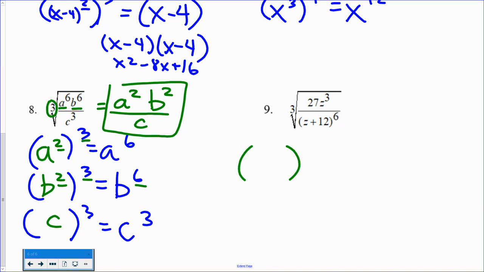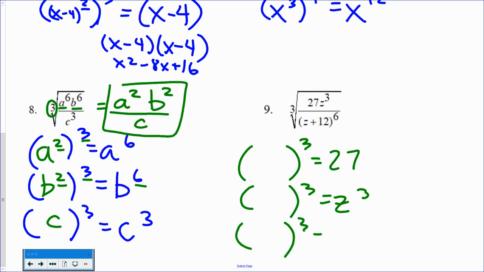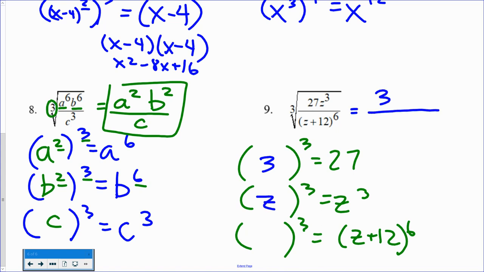Okay, I'm looking for what to the 3rd power gives me 27. What to the 3rd power gives me z to the 3rd. What to the 3rd power gives me z plus 12 to the 6th power. Okay, 3 to the 3rd is 27, so 3 will go on top. Z to the 3rd is z to the 3rd, so z will also be on top. And I got to keep my z plus 12, but figure out what exponent would be a 2, because 2 times 3 would give you 6. So z plus 12 to the second power.